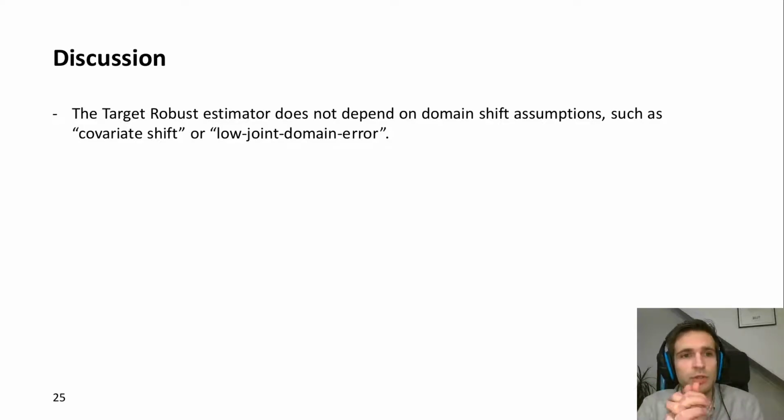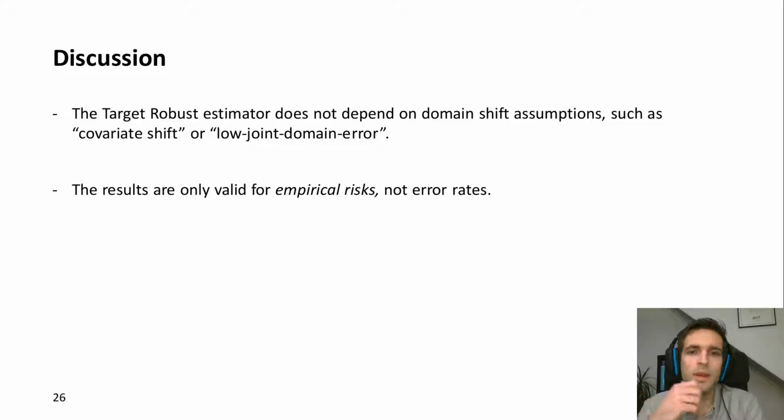So some discussion points. The target robust estimator does not depend on any domain shift assumptions. We don't use covariate shift or low joint domain error, if you're familiar with these terms. The results are only valid for empirical risks. So in the case of discriminant analysis, that means average negative log likelihoods. They're not valid for error rates, and that is because there's not a one-to-one correspondence between the error rate and a surrogate loss function.